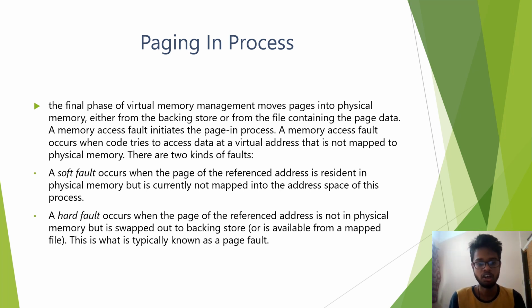A soft fault occurs when the page of the referenced address is resident in physical memory but is currently not mapped into the address space of this process. A hard fault occurs when the page of the referenced address is not in physical memory but is swapped out to the backing store or is available from a mapped file, and this is what is typically known as a page fault.